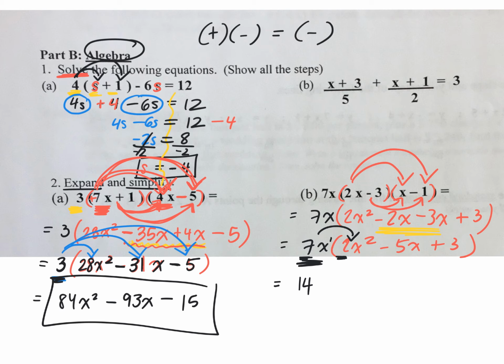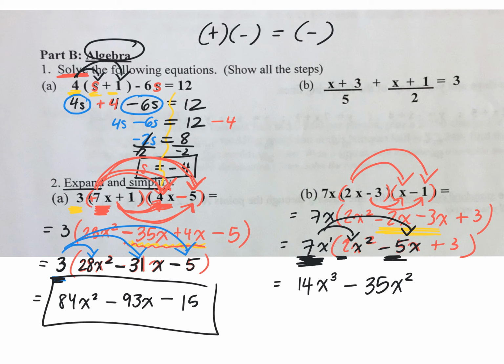What's x to the power of 1 times x to the power of 2? That would be x to the power of 3, right? Then I have the 7x times negative 5x. Okay. What's a positive times a negative? Negative. What's 7 times 5? 35. What's x times x? X times x is x to the power of 2, right? X squared.